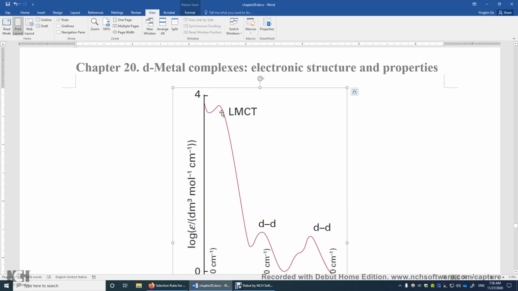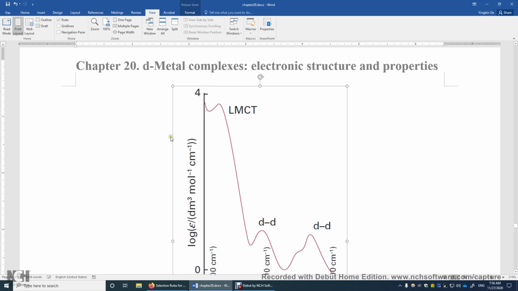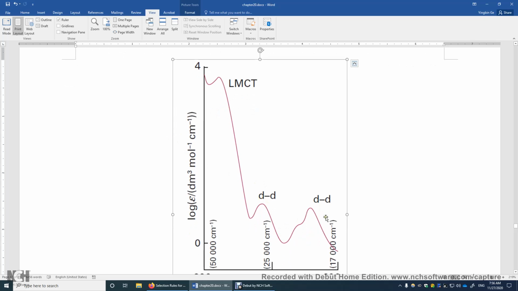And this is fully symmetry allowed. We have a very large intensity here. Epsilon is roughly 10 to the power 4, a bit lower than 10 to the power 4, so nearly 10,000. It's really large. There are also 2 d-d transition bands. The epsilon of these 2 d-d transition bands is roughly 10 to the power 1. So there's a huge difference: 10 to the power 4, 10 to the power 1.